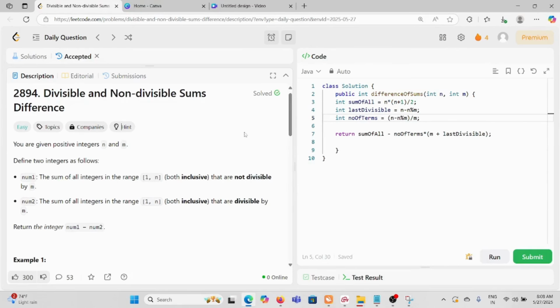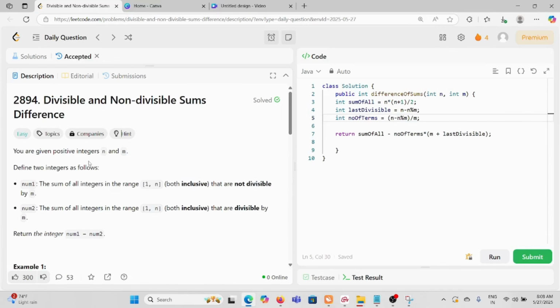So what is happening over here is, we are given positive integers n and m and define the two integers as follows. nums1 is the sum of all integers in the range 1 to n, both inclusive, which are non-divisible by m, and the sum num2 is equal to the sum of all the numbers in the range 1 to n which are divisible by m. Then we have to return num1 minus num2.